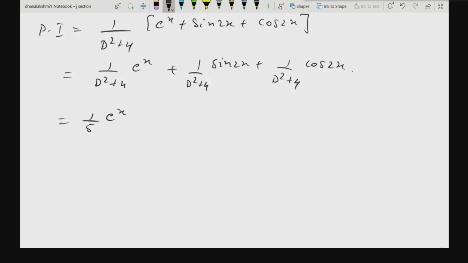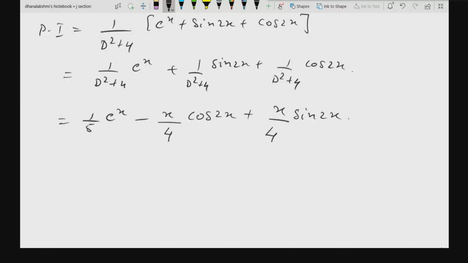Now in the second part, what is happening here? When you replace D square with minus b square, which is minus 4, the denominator is getting 0. Is it? Yes, ma'am. So the particular integral for this one will be minus x by 2a, where 2a is 4, so you will get minus x by 4 cos 2x plus x by 4 sin 2x.